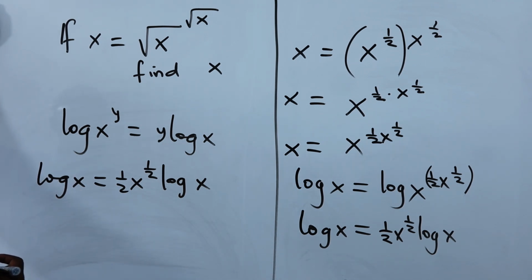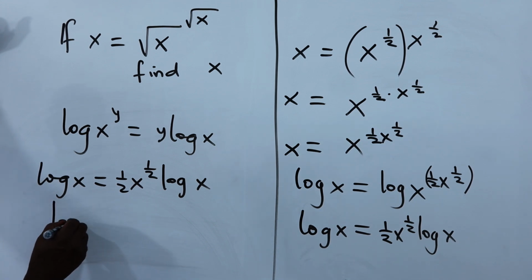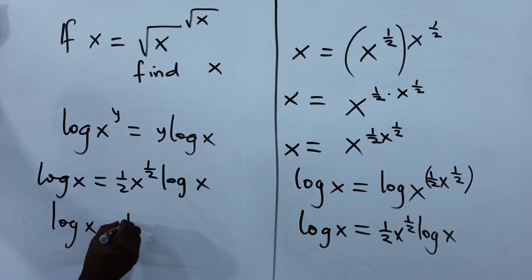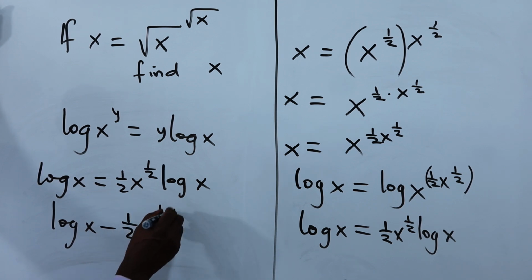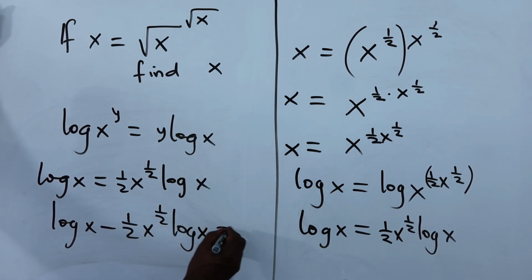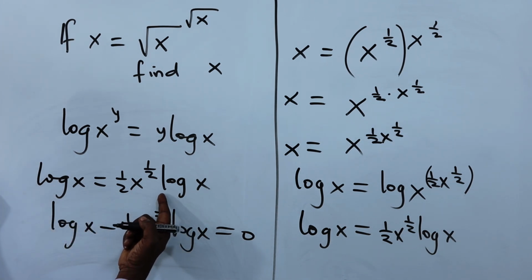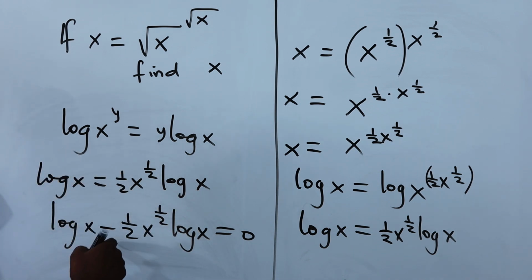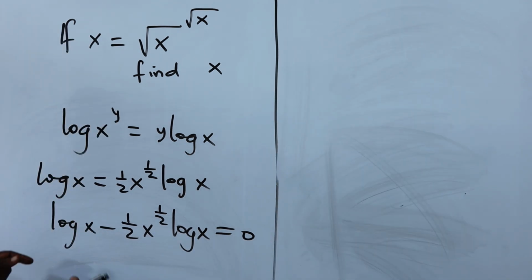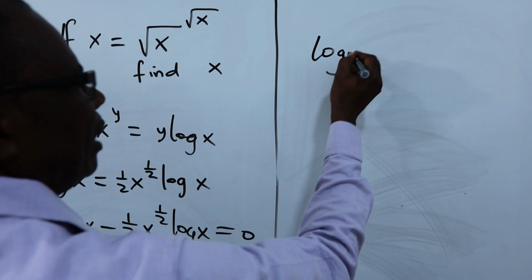And this will now give us log x minus half x raised to power half log x equal to 0. By taking this expression on the right hand side to the left hand side means that we have nothing left on the right hand side. That's why we have that as 0. So we continue. We have log x here, we also have log x here. So we factored that out.